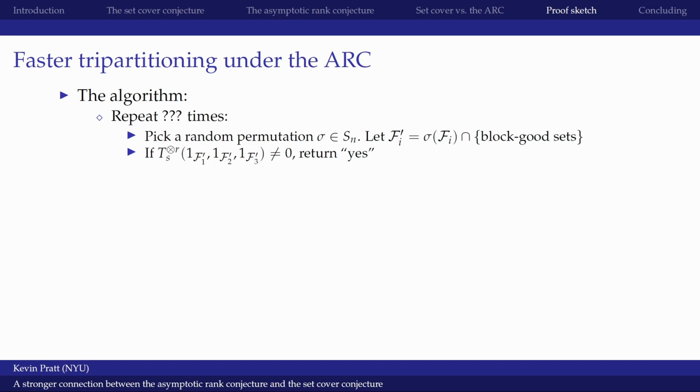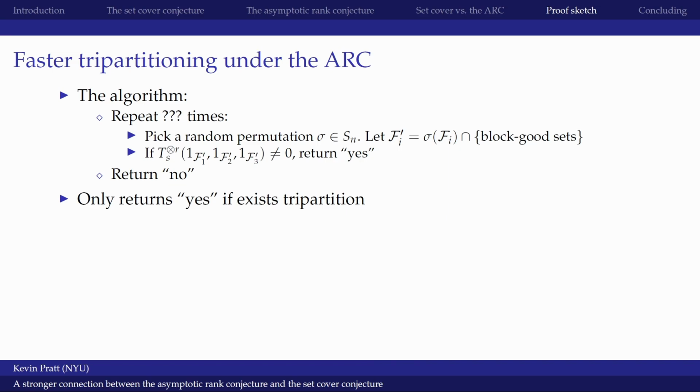And note that if this evaluation is non-zero, then there is a tripartition on this permuted universe that only involves block good sets. And hence the inverse of this tripartition was a valid tripartition in the original input. And so we should return yes. On the other hand, if we've repeated this some number of times and we never returned yes, we return no. So by what we said, there will be no false positives.